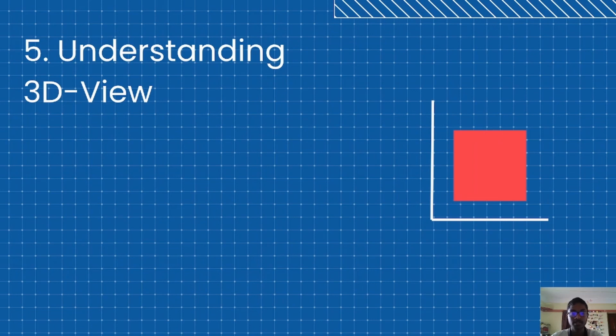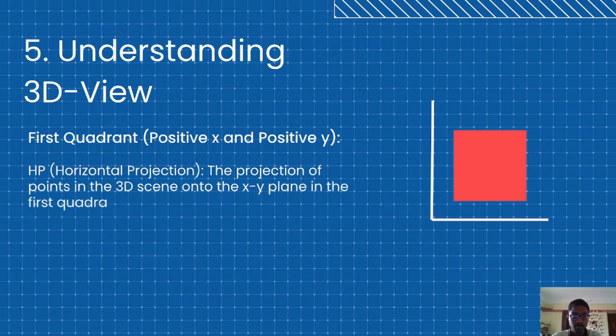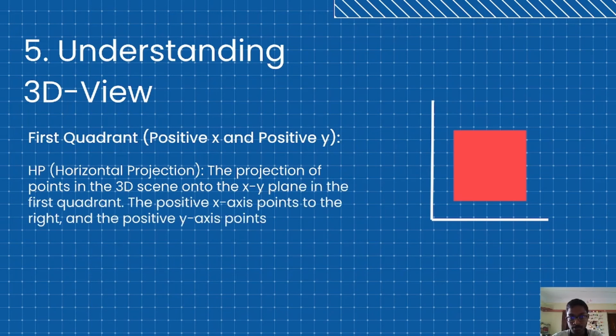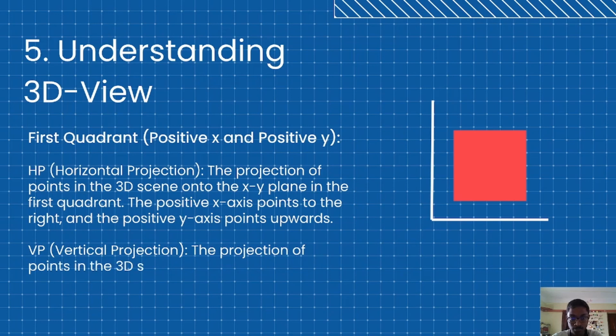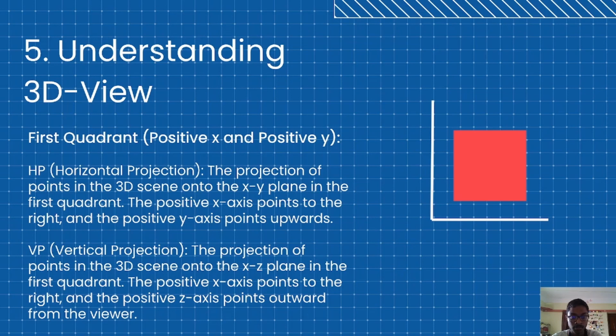Now let's understand the three-dimensional view, how an object will be placed in each of the quadrants. The first quadrant is positive x and positive y. The horizontal projection, the projection of the point in the 3D plane on the xy plane, is in the first quadrant. The positive x-axis points to the right and the positive y-axis points downward. The vertical projection, the projection of the point in a 3D scene onto the xz plane in the first quadrant: the positive x-axis points to the right and the positive z-axis points outward from the viewer.